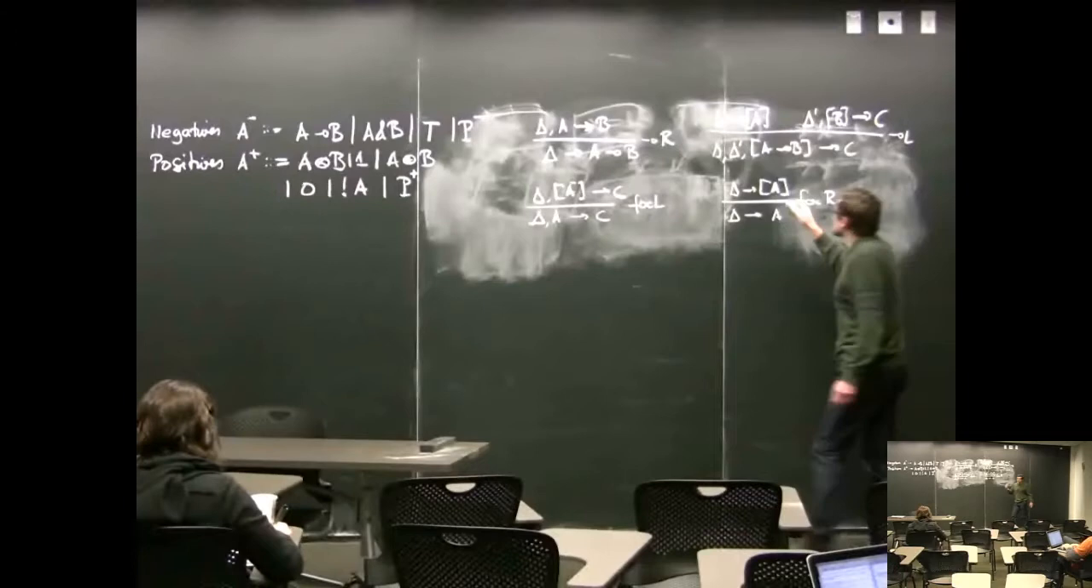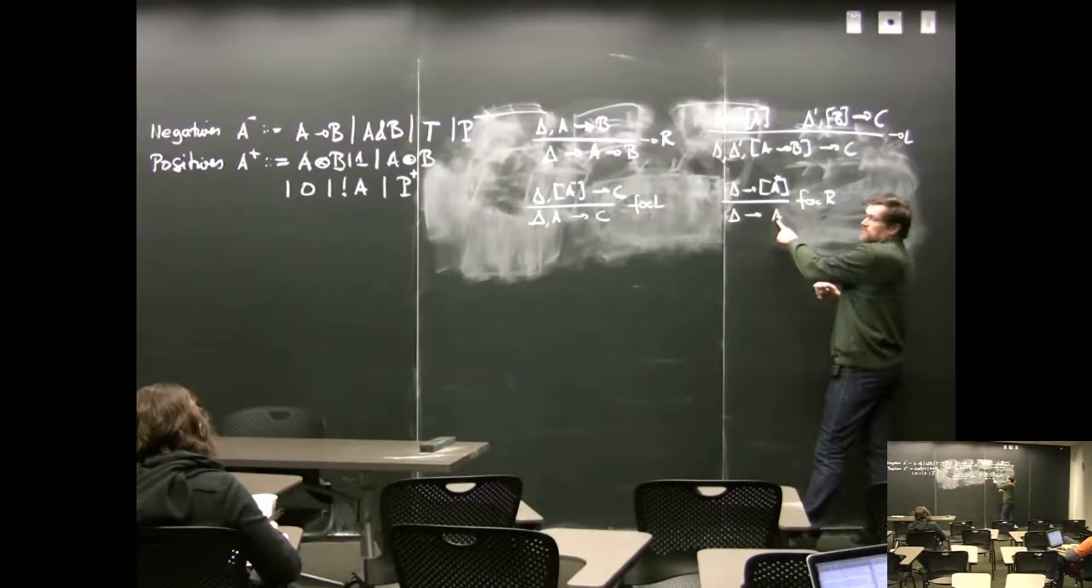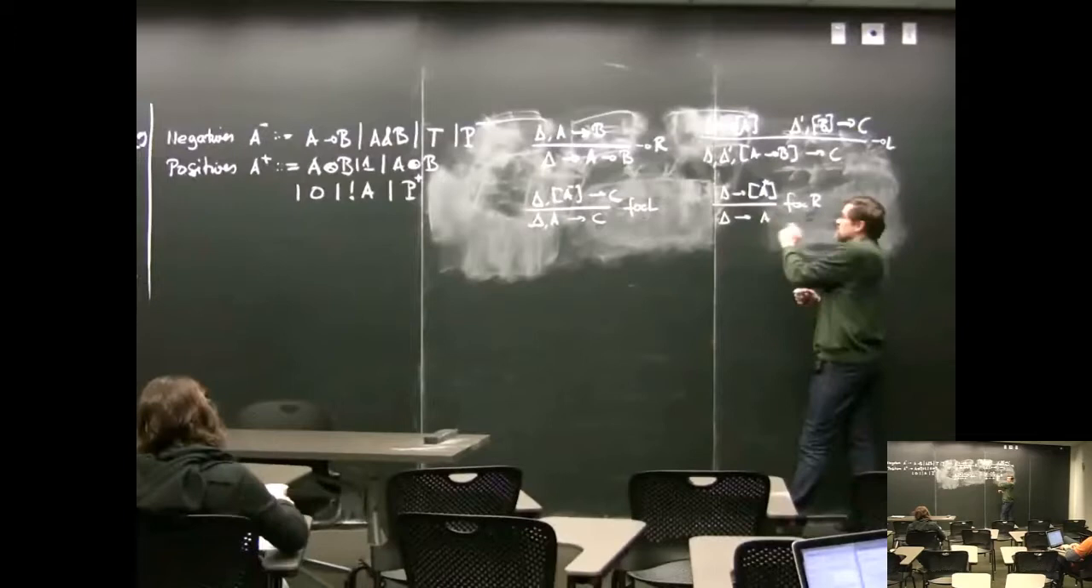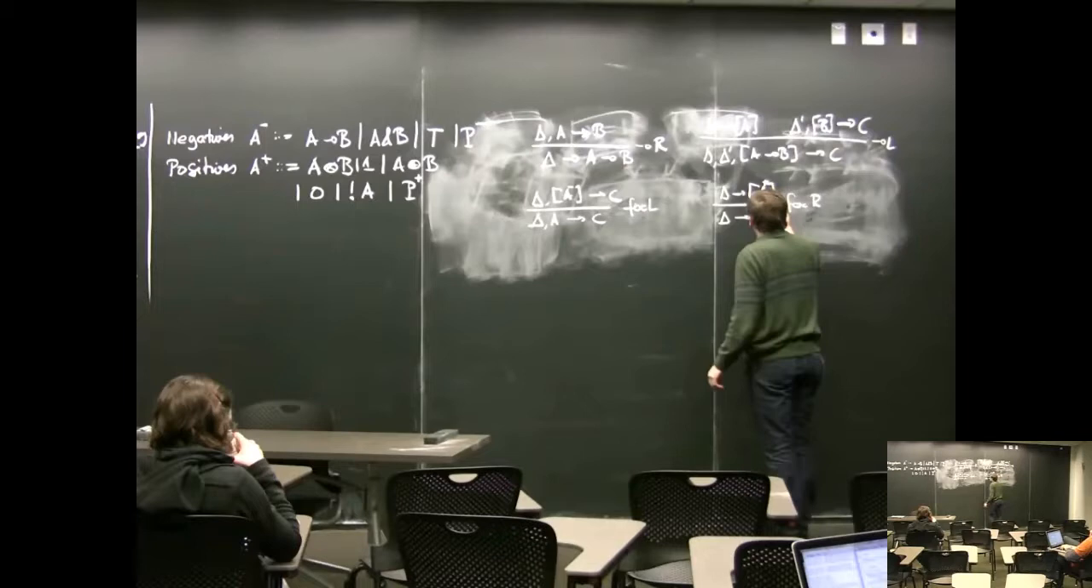Yeah, it must be positive for the same reason as before, because if it were negative, the right rule would be invertible, and then we wouldn't try to focus on that. We only focus on the things that are not invertible. So there's a condition here and here that restricts the application of this rule.